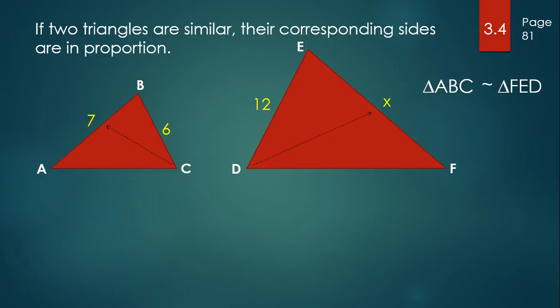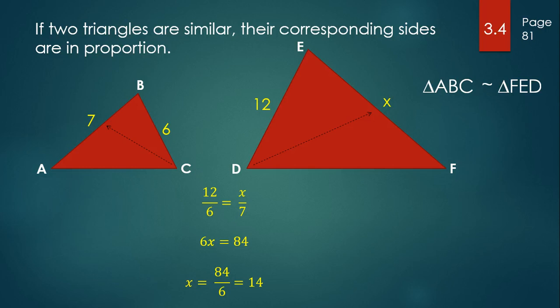Now we don't know how long that is, but we can find its length because we know that the corresponding sides of these two triangles are in proportion. So we could say that the side that measures 12 in the larger triangle corresponds to the side that measures 6 in the smaller triangle, and the side that measures x in the larger triangle corresponds to the side that measures 7 in the smaller triangle. So we can solve that proportion to find the length of x, which is 14 units.